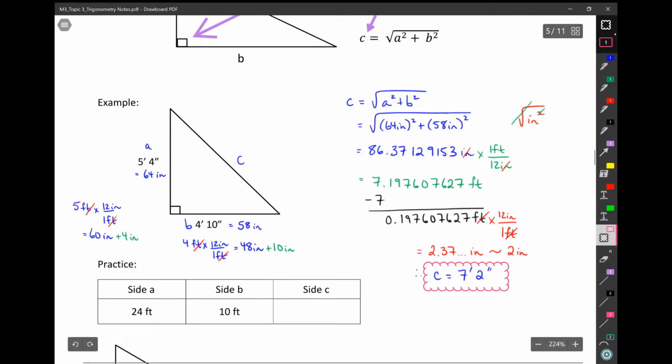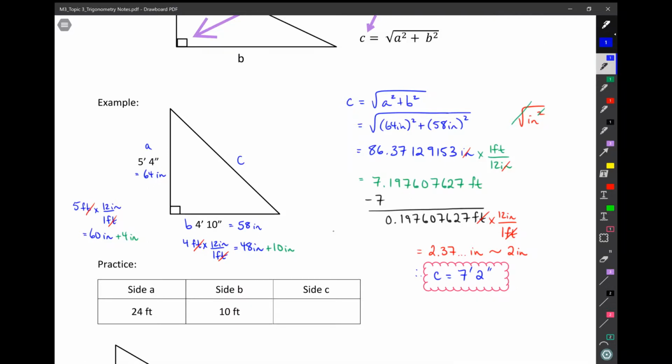And I'm going to put this answer actually back onto the triangle because I want to think about my answer. So I had C is 7 feet, 2 inches. So let's look. We had A as 5 feet, 4 inches, B as 4 feet, 10 inches. And my diagram's not 100% to scale, but we're getting to the point of this, which is that once we found C, does my answer make sense? It's most certainly reasonable. It is the longest side.